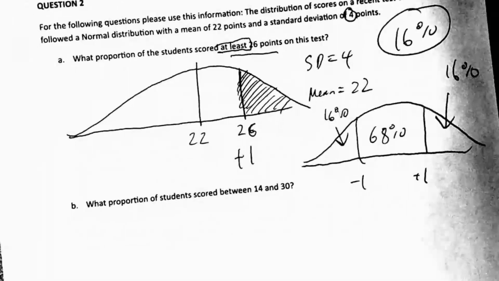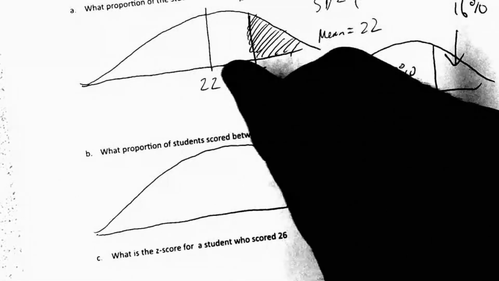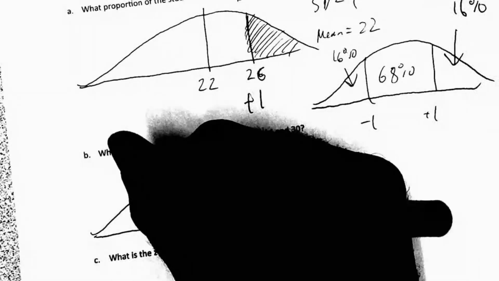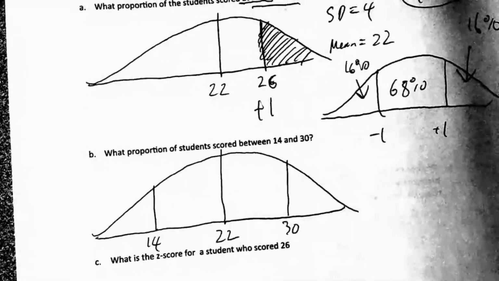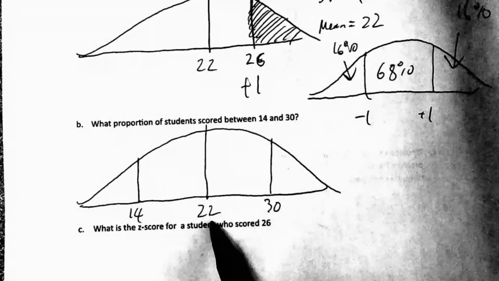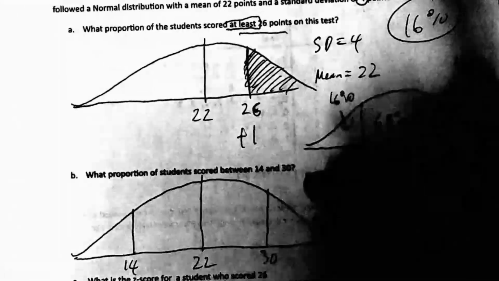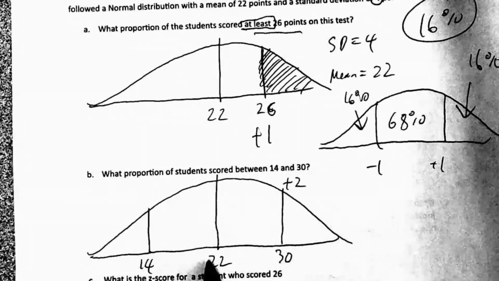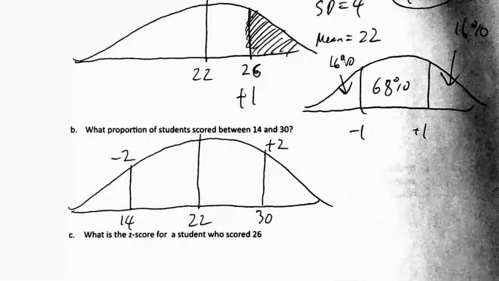Okay. What proportion are within 14 and 30? Same thing, draw it out. Again, points just for drawing. Middle, 22. Between 14 and 30. 14 below, 30 above. Then you've got to convert to z-score. You can see this visually: 30 is 8 above 22. And since the standard deviation is 4, that means we are 2 standard deviations above the mean. Likewise, for 14, we're 8 below 22. That means we're 2 standard deviations below the mean.